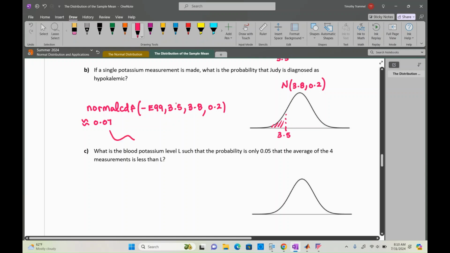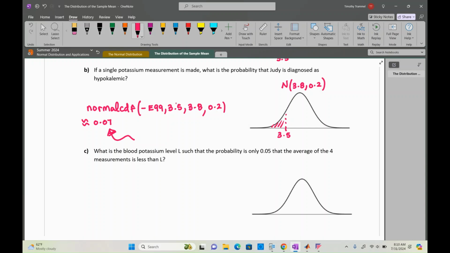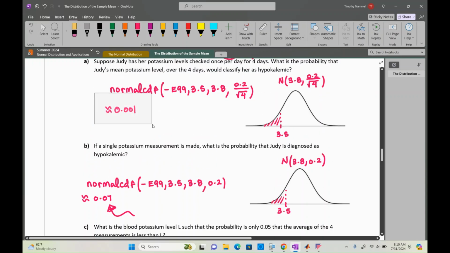So this is nearly a 7% chance that we would diagnose her as hypokalemic if we only took one measurement, versus this is less than a 1% chance of us diagnosing her as hypokalemic if we were to average 4 measurements.